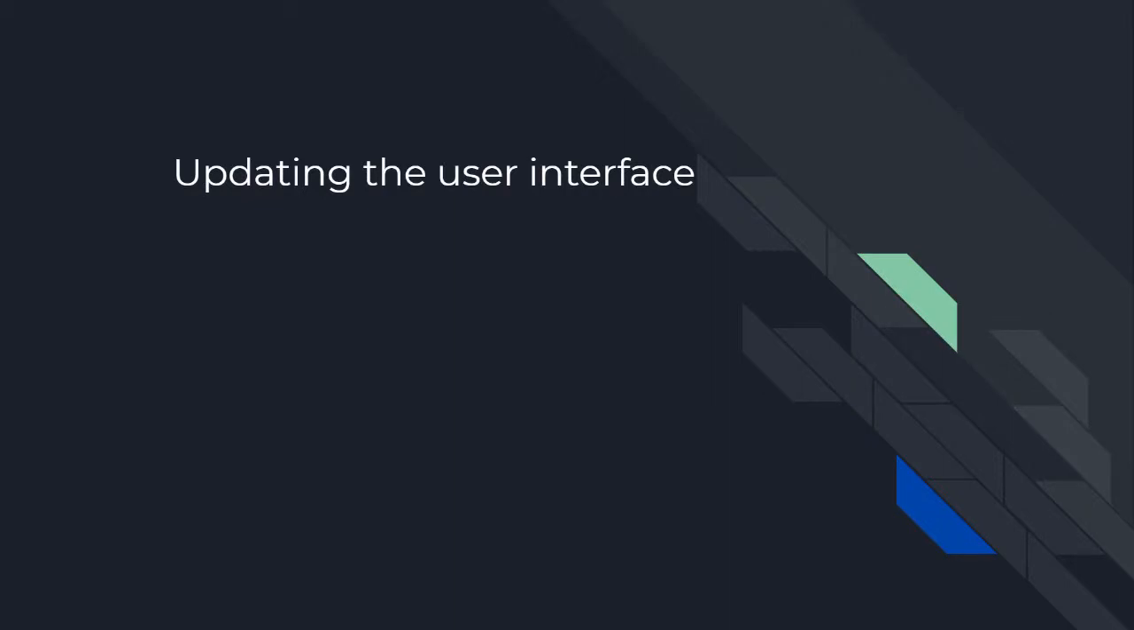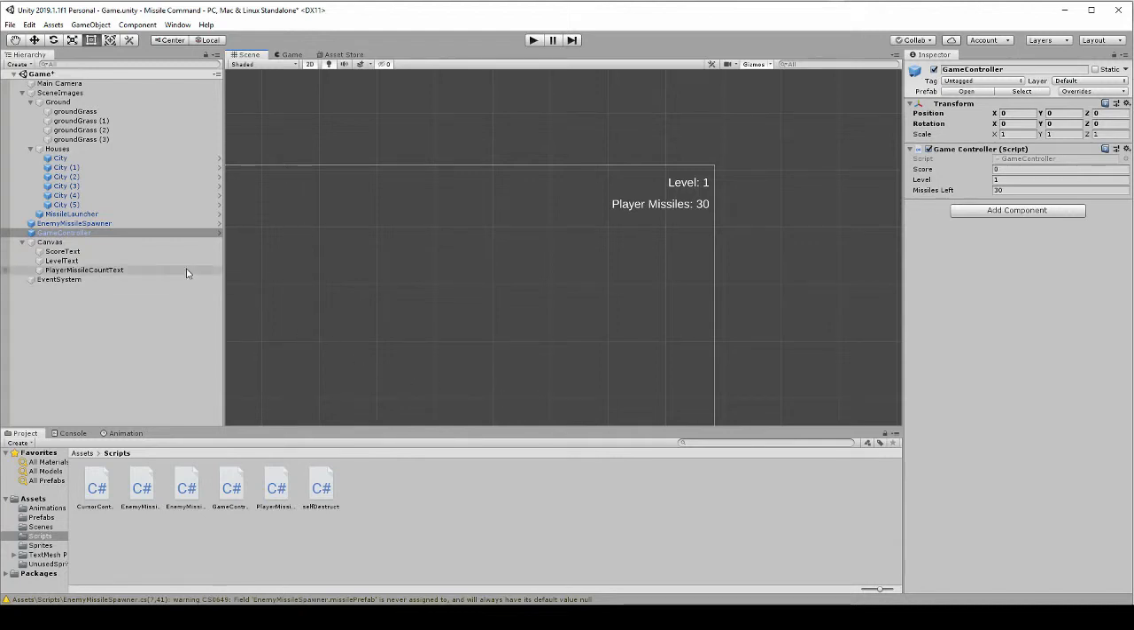Okay, so in this video we're going to start updating the user interface. We don't have everything in place yet, since we don't have like a score counter or level counter or anything, but we'll update the missiles left for the player, and we'll make methods that will update the others as we get there. Okay, let's go back to Unity.